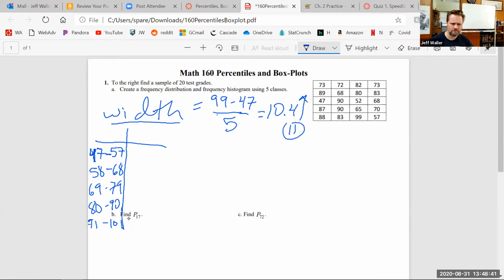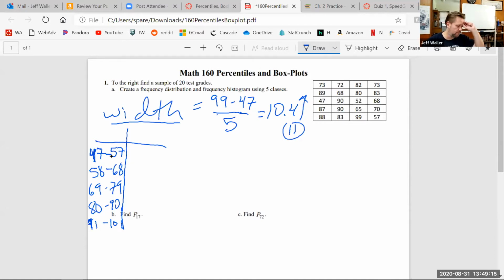So every time you do it 10 away from each other horizontally? Yeah, because the 11 has to show up here. And if that class starts at 47, the next class has to start at 58. Are you guys with me? Because the width is 11. But that cannot also be 58, so it's going to be one less. And remember the 46.5 to 57.5, that's where you can see the 11 width.